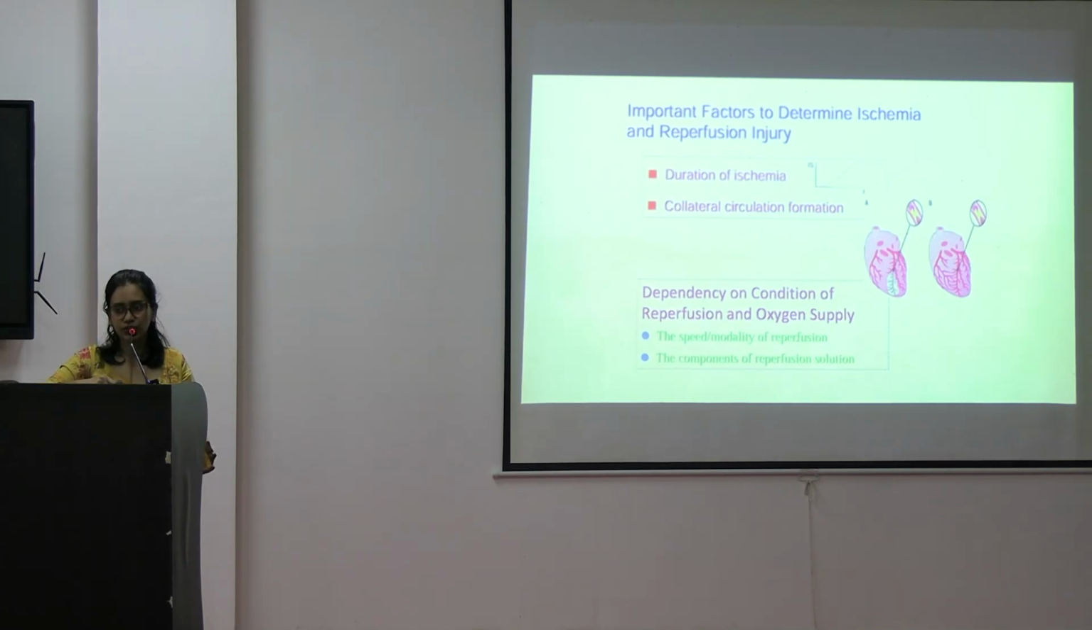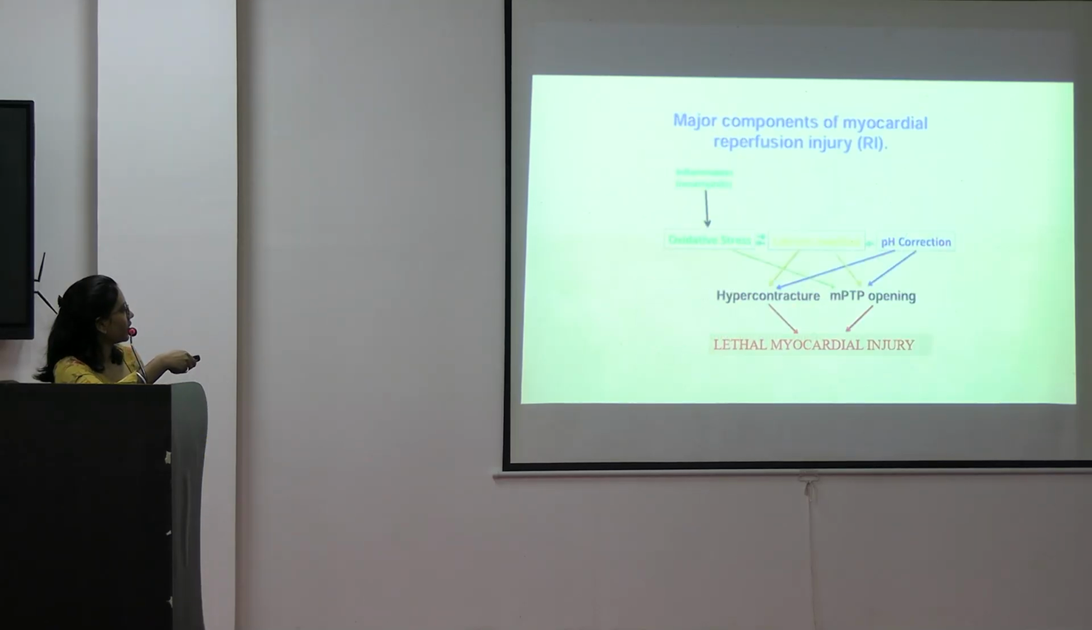Yeah, making an alternate route. So if the body itself finds an alternate route to provide blood supply to the affected area, what will happen? There will be lesser injury because we are removing the stressing agent, which is the ischemia. Understood? Okay. So this is just an overview.